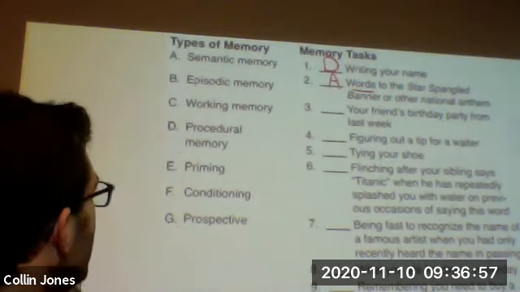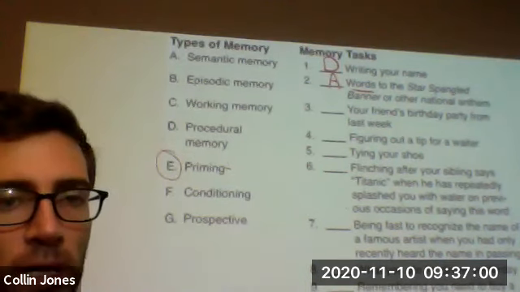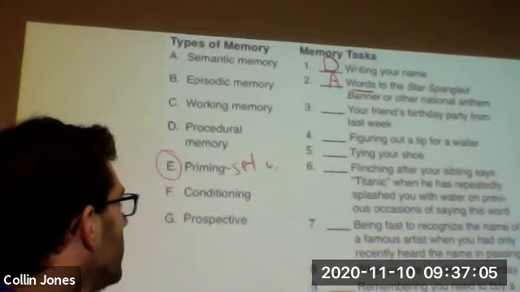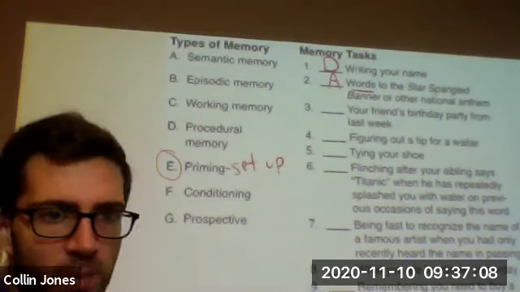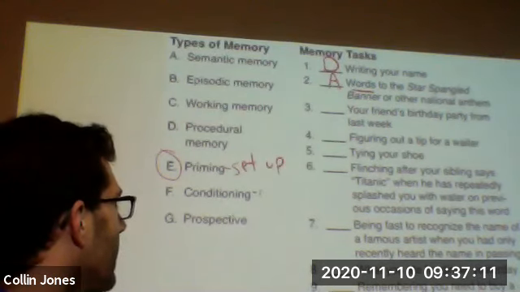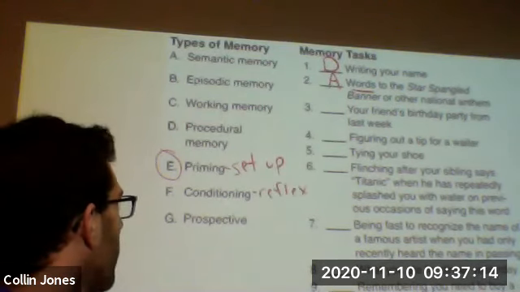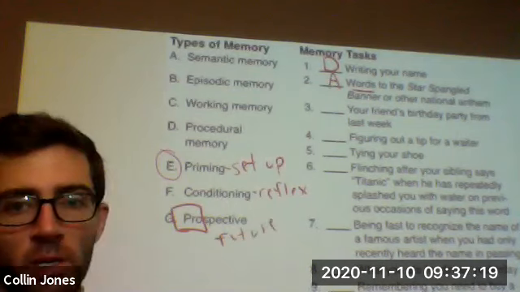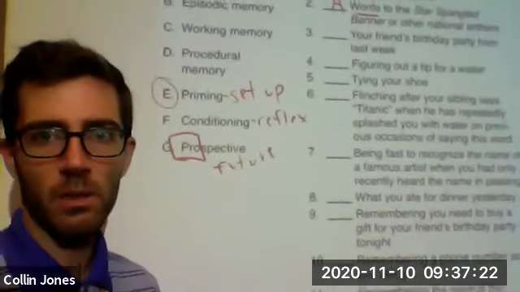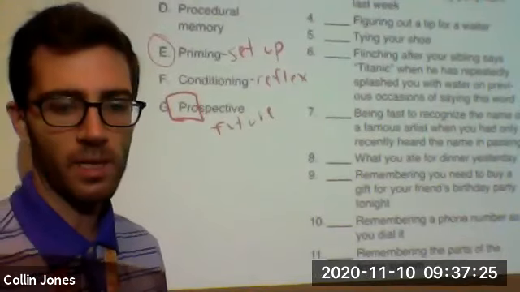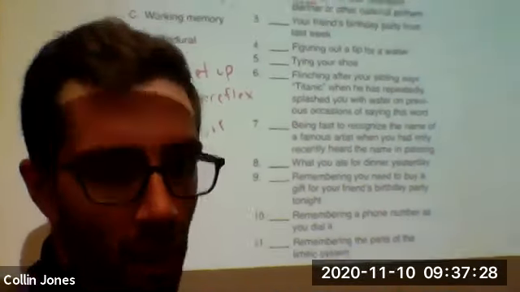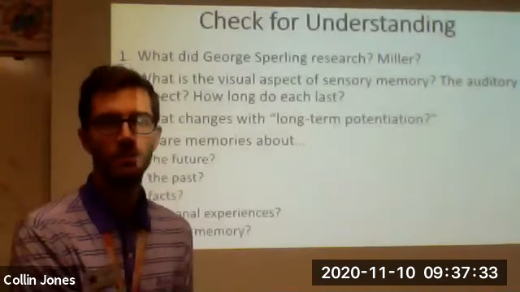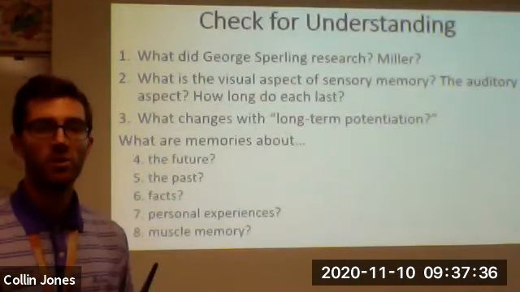Okay. E, priming, is when I get you set up to think a certain way. Okay. So setting someone up. Conditioning, we talked about all last unit, just about learning. So conditioning, that's going to be like a reflex. And then prospective memories, we just talked about those. That's when you want to remember something in the future, something going forward. So maybe see how you can do with these. We'll go over them in class as well. Okay? Pause it. It's just a little matching exercise. Good luck to you. Another check for understanding. Make sure you can answer these questions.